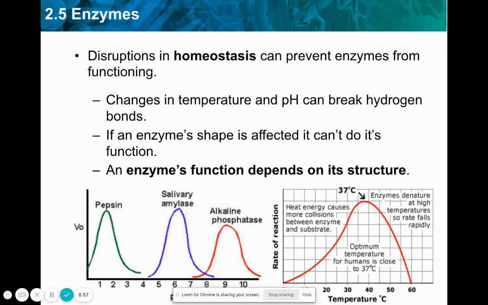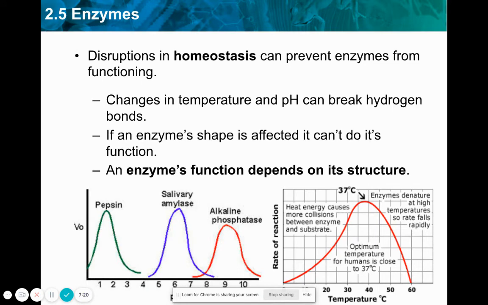Salivary amylase functions around 6 point something. So you'll notice that is kind of neutral. Okay, it's slightly acidic, which is actually what the environment in our mouth is like. And so on and so forth. So the idea here is that each one of these enzymes functions best, or optimally, that's the fancy scientific word, at a specific pH.